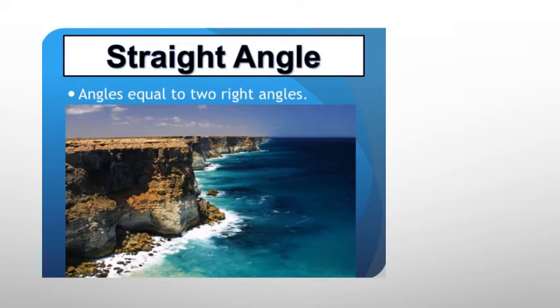Remember, a straight angle is equal to two right angles, meaning 90 and 90. Two right angles that have 90 degrees each. So when we add two right angles, 90 and 90, we will get 180, which is equal to the straight angle. So here you have to just remember that a straight angle is equal to 180 degree.